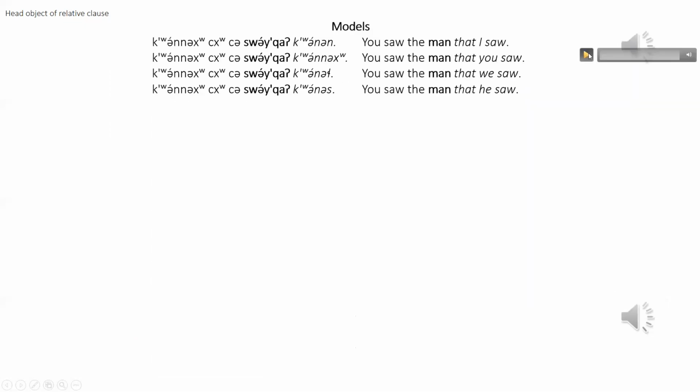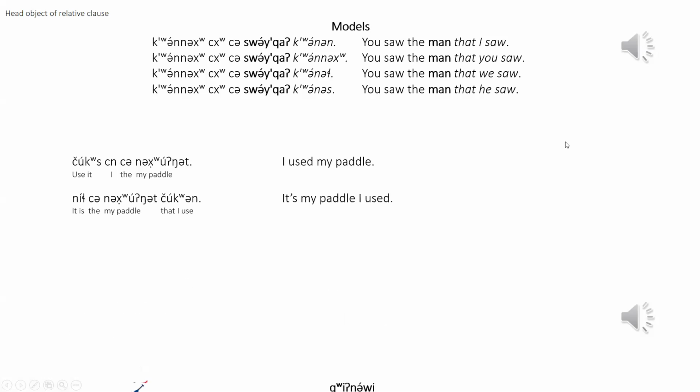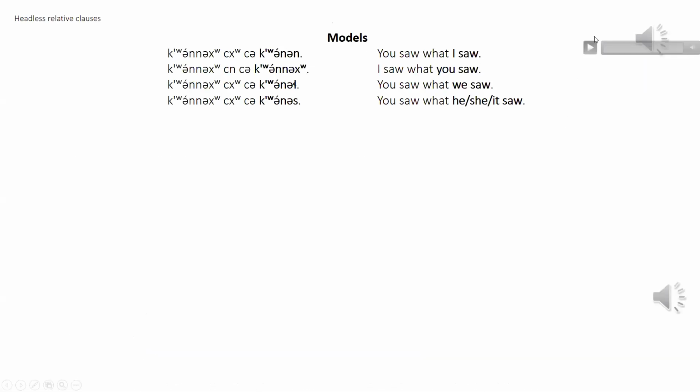You saw the man that I saw. Quando das way quando das way quando You saw the man that you saw. quando das way You saw what I saw. quando da quando quando I saw what you saw. quando You saw what we saw. quando You saw what he saw.